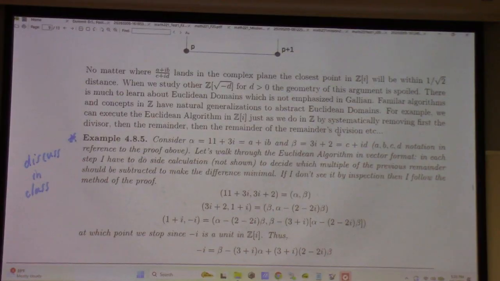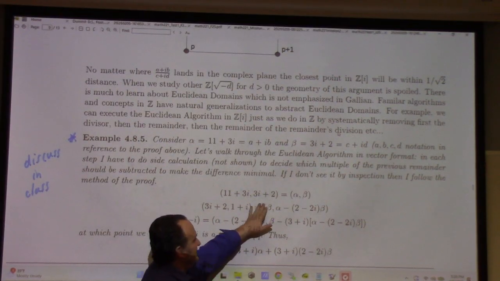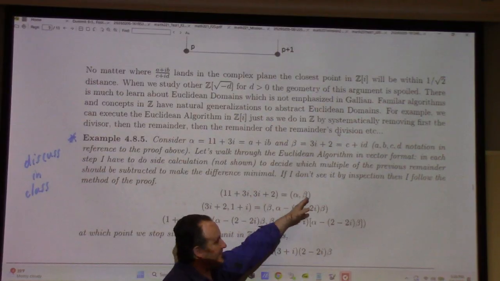I learned it from Dr. Smith, who was here, and he's an honest-to-goodness number theorist. It offends him that it's not taught. Anyway, I start out, it just sets the notation. This is alpha, this is beta, right?